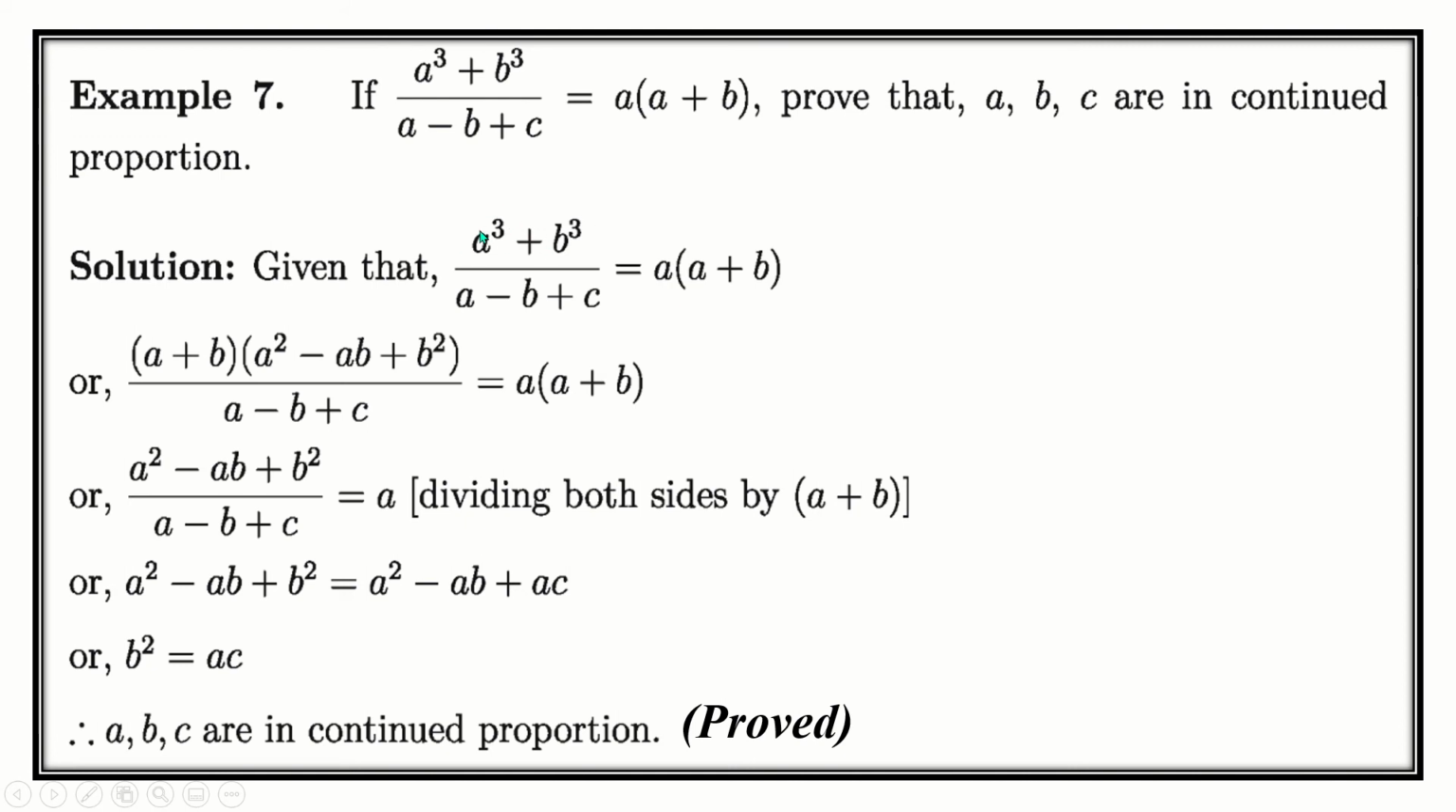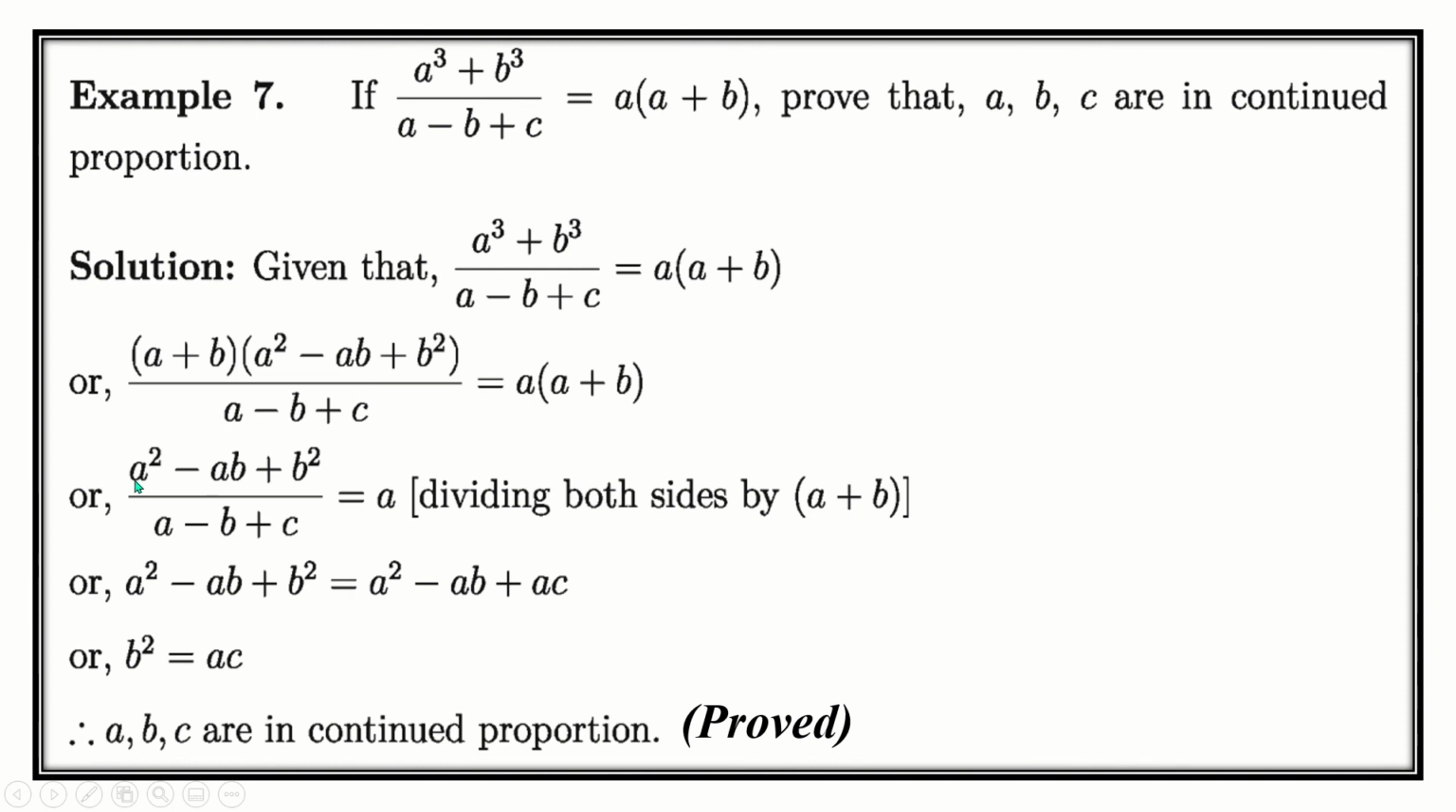Now, making the formula a cube plus b cube, this equals (a plus b) into (a square minus ab plus b square), and the denominator will be the same, right side also the same. Now a plus b and here a plus b are the same, so divide on both sides by a plus b, we will get (a square minus ab plus b square) by (a minus b) plus c equal to a.